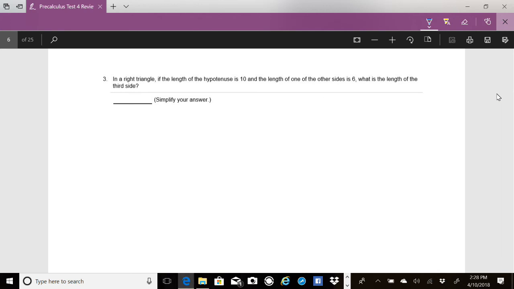Problem 3: in a right triangle, if the length of the hypotenuse is 10 and the length of one of the other sides is 6, what is the length of the third side? So right now we've got a right triangle. Always draw a picture. A right triangle, angle C, angle A, angle B, side A, side B, side C.